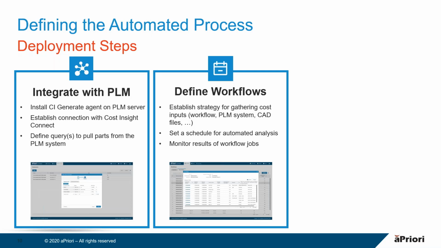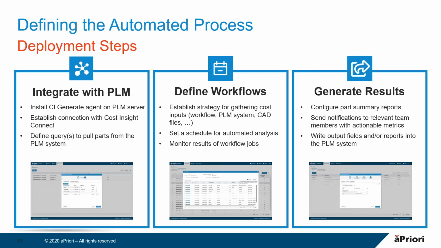Once you're done defining the workflows, you can go ahead and generate results. In setting up a workflow, you can choose to generate a report, send email notifications, and/or write back to the PLM system. As Steve showed in his demo a little earlier, all of these CIG generated results are actionable. The email and report both include links to CI design for deeper investigation, but they also provide meaningful information to their recipients before that extra click.